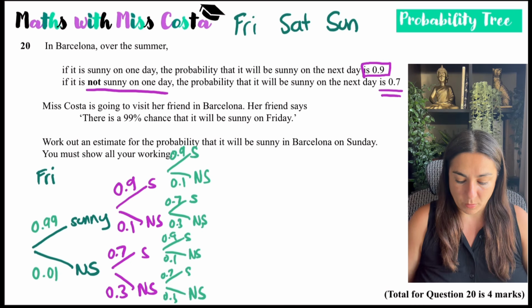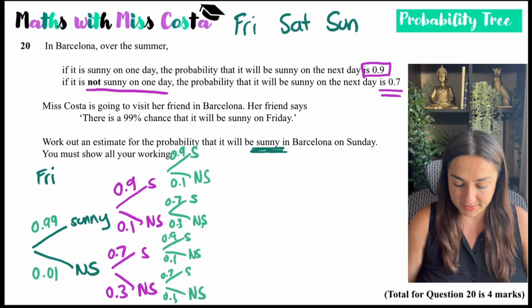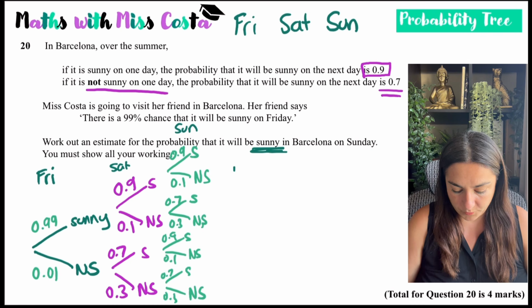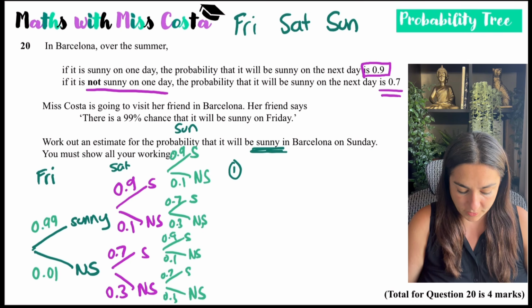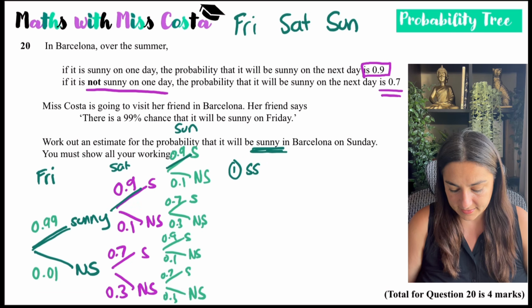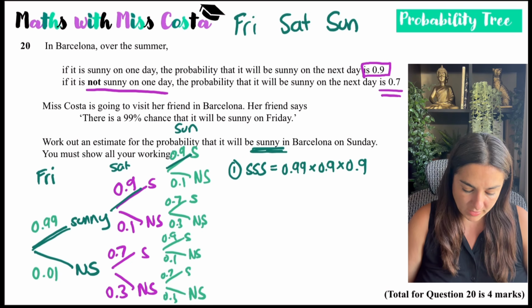Now we want to think about what routes we can take. So the ultimate aim is we want to work out an estimate for the probability that it will be sunny in Barcelona on Sunday. So this is Saturday, this is Sunday. So you've got option 1. We could go sunny, sunny, sunny, which would be 0.99 times 0.9 times 0.9. We don't want this route, so we don't need that.